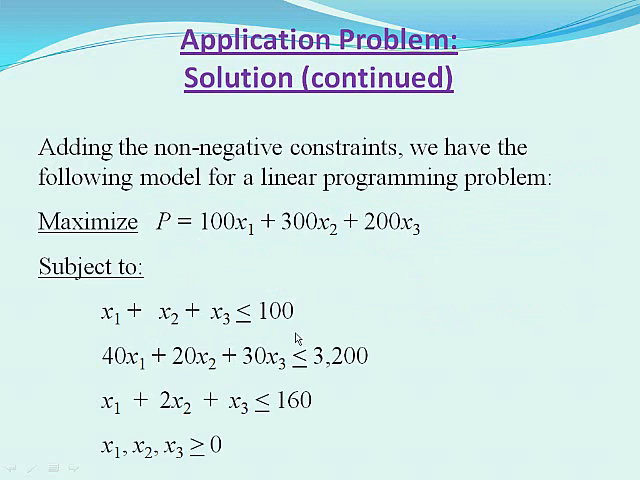Adding the non-negative constraints, we have the following model for a linear programming problem. That is, maximize P equal to 100x1 plus 300x2 plus 200x3 subject to 3 constraints: x1 plus x2 plus x3 less than or equal to 100, 40x1 plus 20x2 plus 30x3 less than or equal to 3,200, and x1 plus 2x2 plus x3 less than or equal to 160, and the 3 variables x1, x2, x3 all greater than or equal to 0.